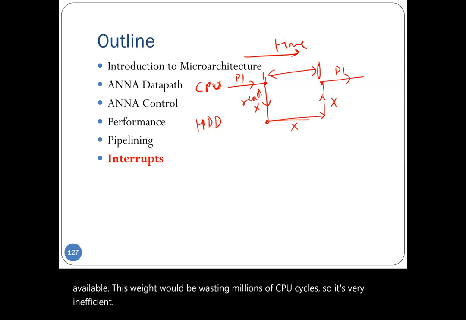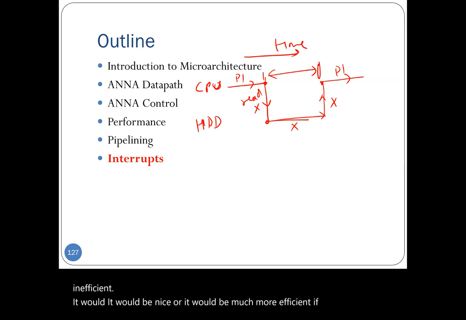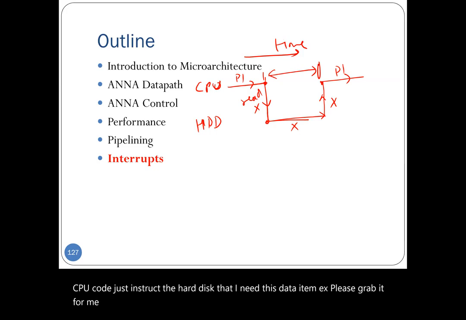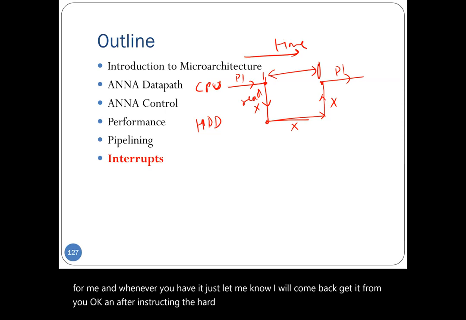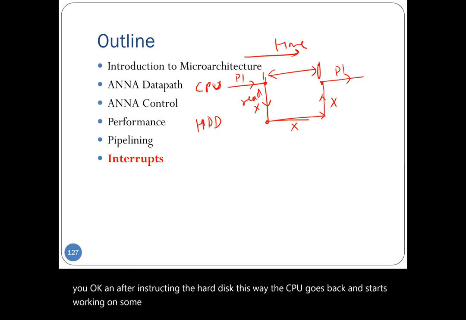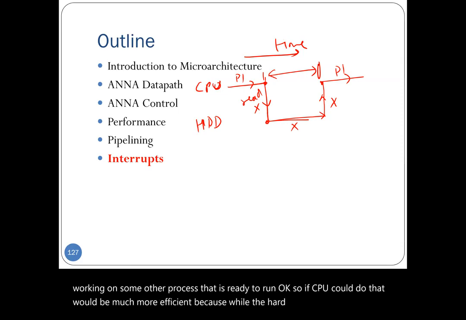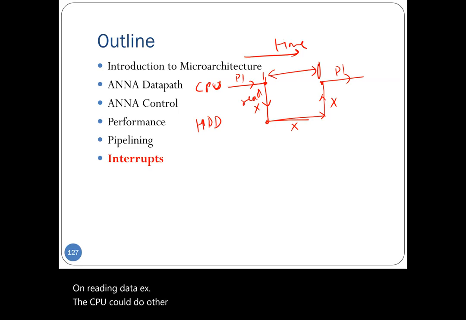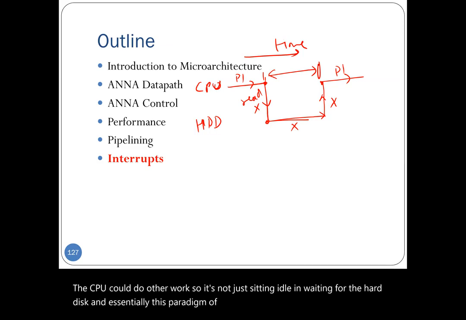It would be much more efficient if the CPU could just instruct the hard disk: I need this data item X, please grab it for me, and whenever you have it, just let me know, and I will come back and get it from you. After instructing the hard disk this way, the CPU goes back and starts working on some other process that is ready to run. That would be much more efficient, because while the hard disk is working on reading data X, the CPU could do other work. So it's not just sitting idle and waiting for the hard disk. Essentially, this paradigm of communication is what is implemented with the help of interrupts.